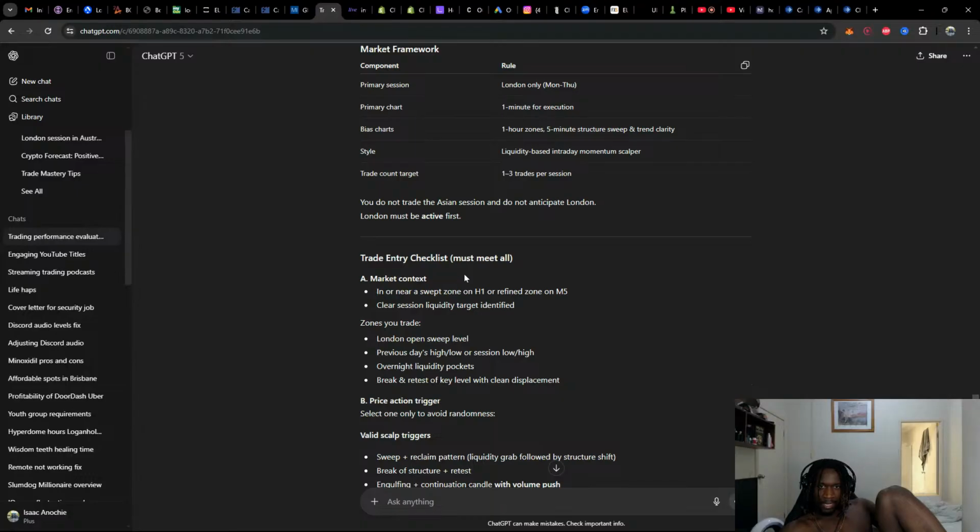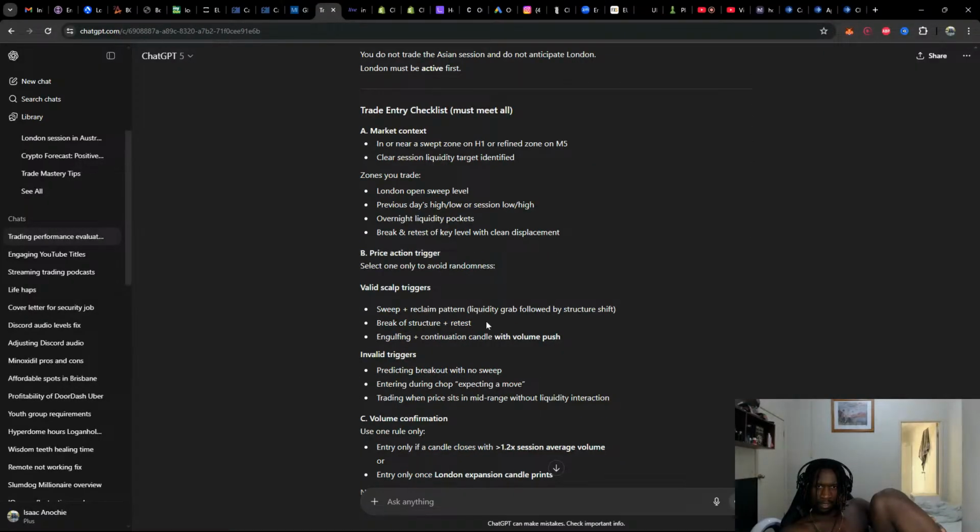Trade entry checklist, must meet all. Market context: in or near swept zone on 1 hour or the refined zone on M5. Clear session liquidity target. Zones you trade: London open sweep level, previous day highs or lows, session highs, overnight liquidity pockets. Break and retest of key levels with clean displacement. Price action trigger: select only one to avoid randomness.